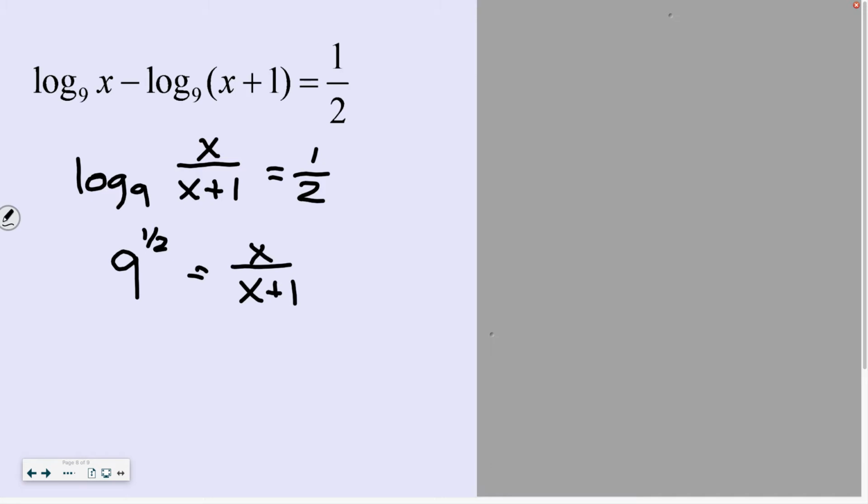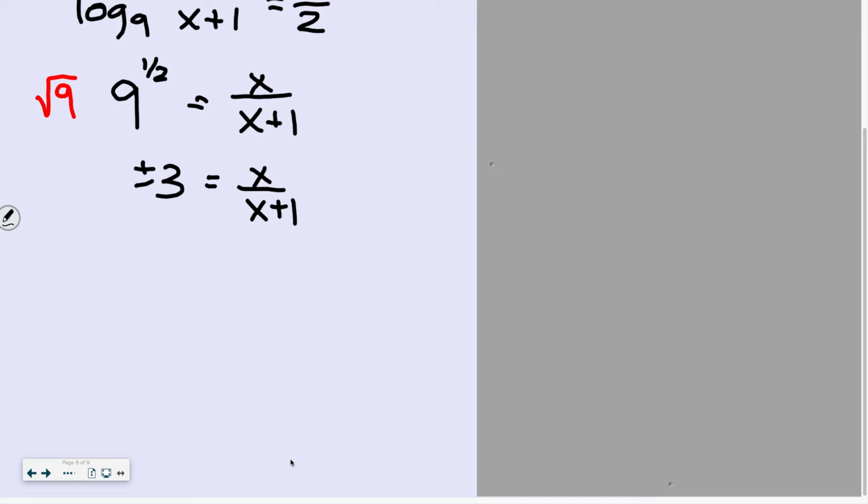Now, what are you really doing when you do 9 to the 1/2? You're square rooting. So think about algebraically, if you square root to solve, you have to add a plus or minus here. Now you wouldn't always have to put the plus or minus unless you're taking a root, a fraction exponent, okay, or an even root, I should say. So we're going to put plus or minus 3 equals x over x plus 1. So there's really two equations there, which leads me to believe I might have two solutions.